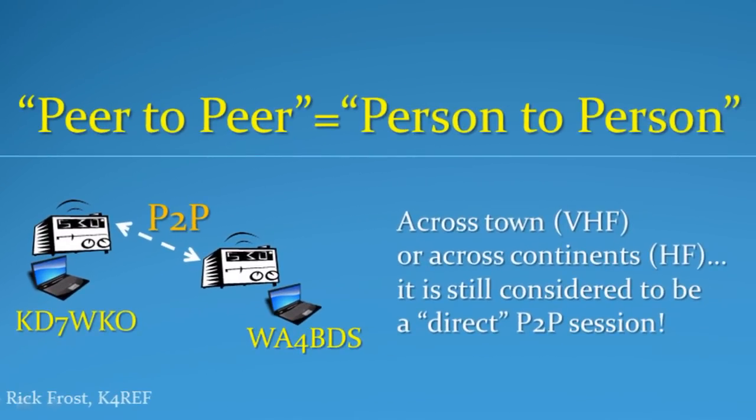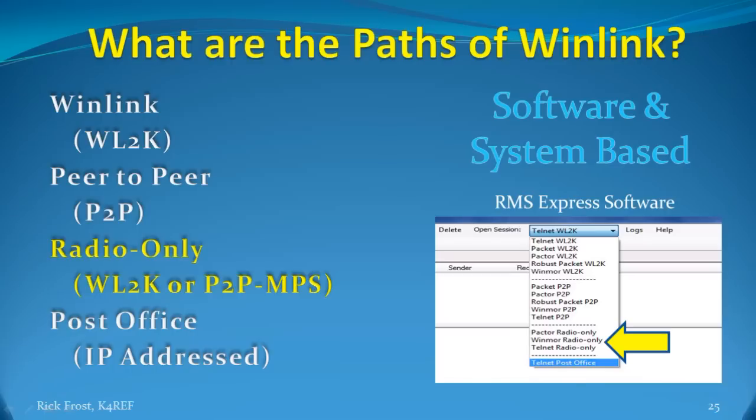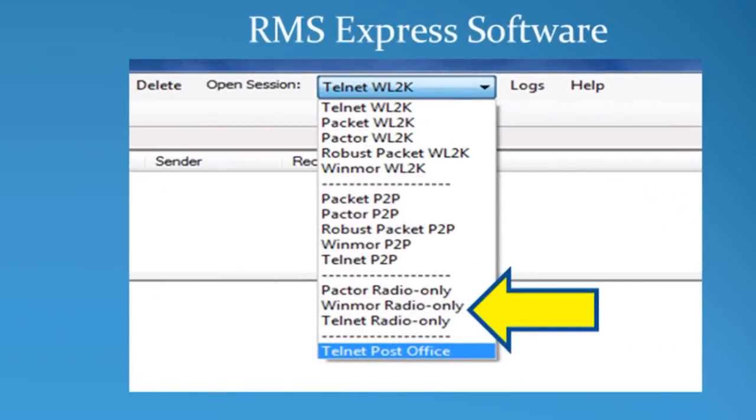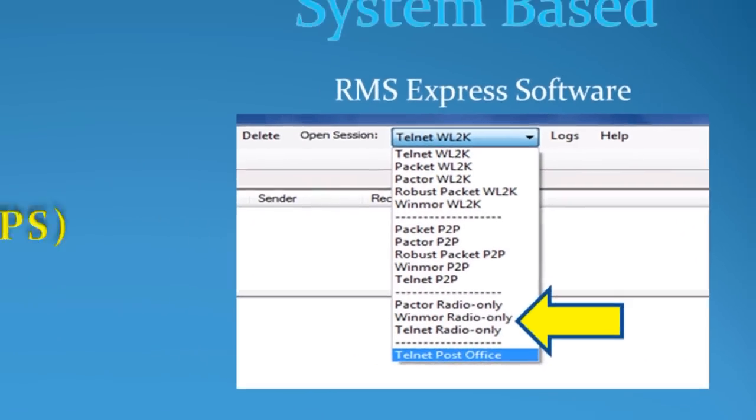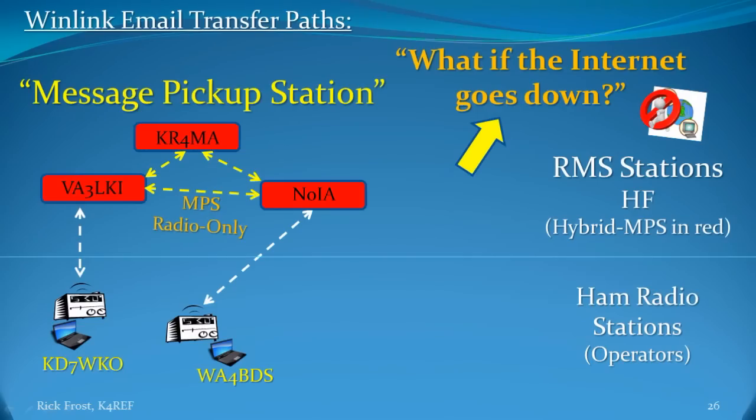So, whether it's across town using VHF frequencies or across the country with HF frequencies, this type of connection is still considered a direct peer-to-peer contact. The third path we want to take a look at is radio only. These can be WL2K or P2P types of connections. You'll notice that in the RMS Express software we have a group of radio only sessions. I'm often asked, what happens if the internet goes down altogether and the CMS servers become unusable? The answer is the system converts to a message pickup station path.